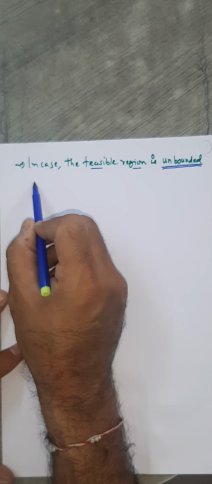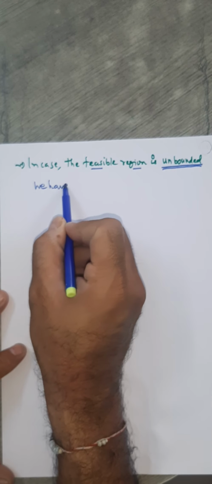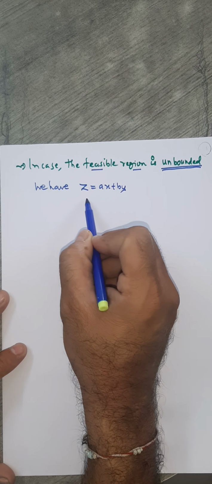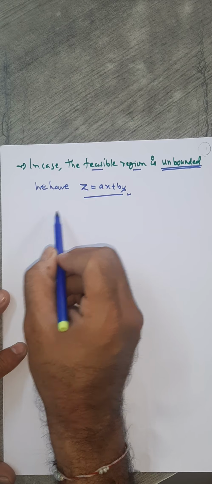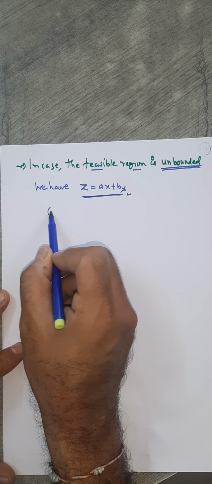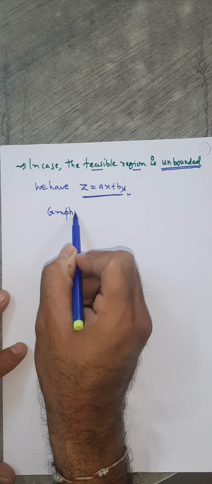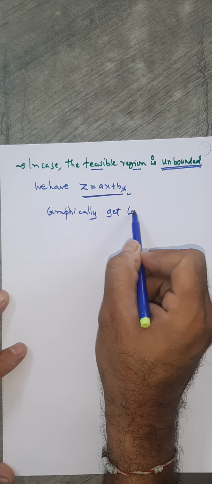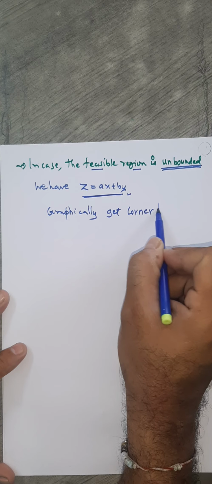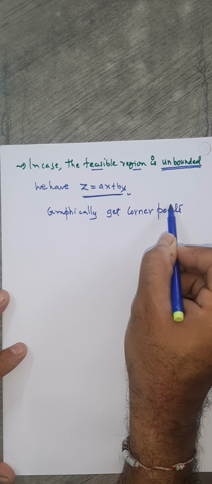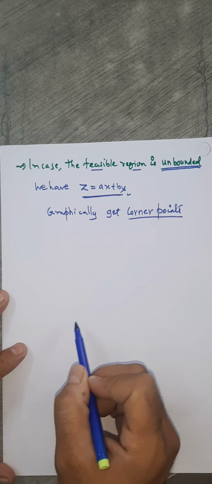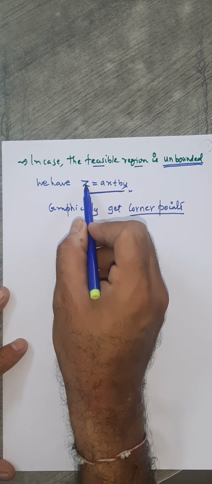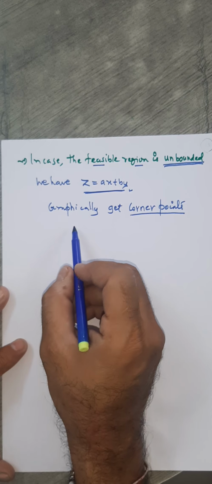So we have this objective function, z equals ax plus by. Graphically you get the corner points, that we know. Then you put all the coordinates of the corner points in the function.